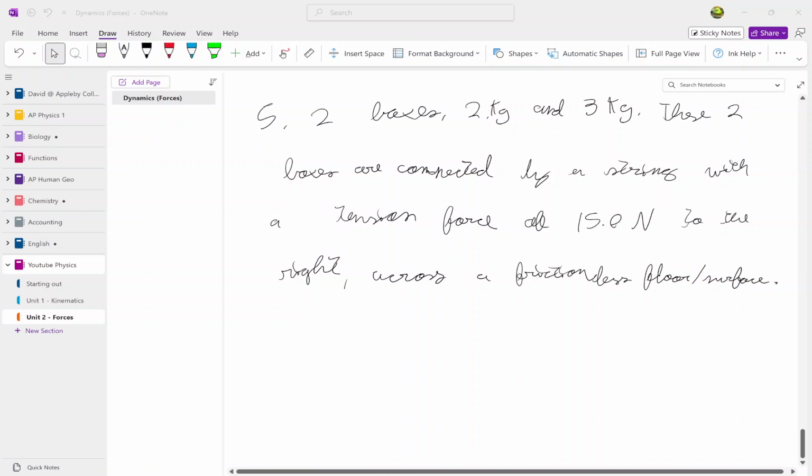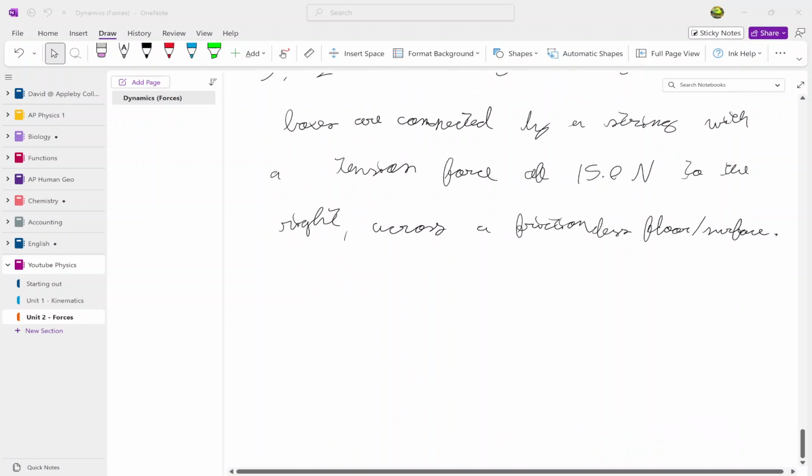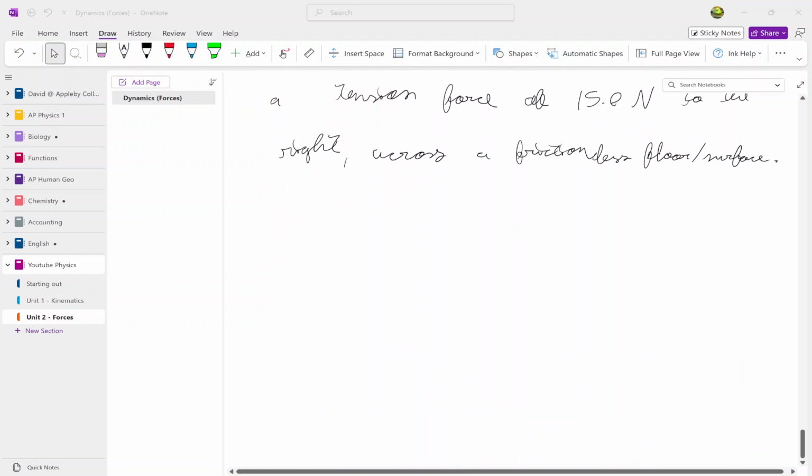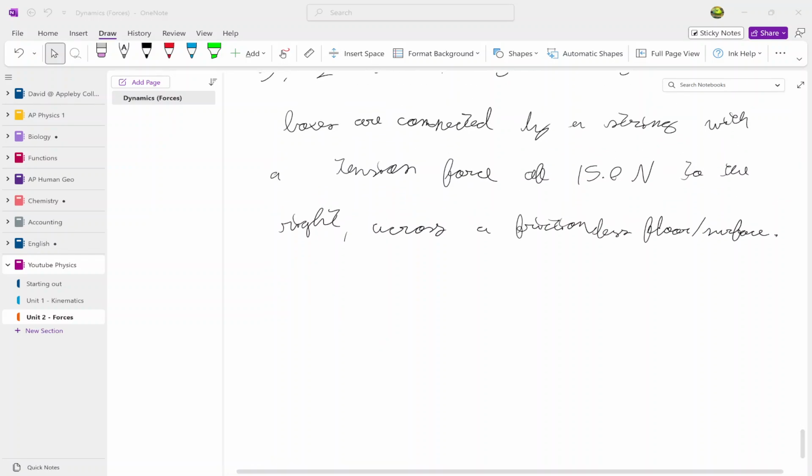So there's two boxes, 2 kilograms, 3 kilograms. These two boxes are connected by string with a tension force of 15 newtons. This is pulling to the right. This is a frictionless surface. Okay, keep that in mind. So, what can we do here? Well, the first thing to do would be to draw a free body diagram. But how can we do that if there's two objects?